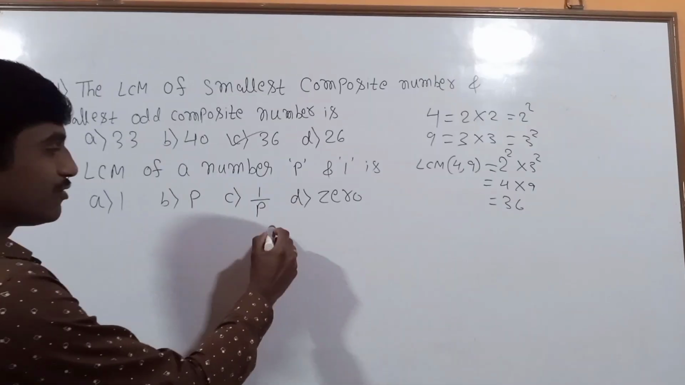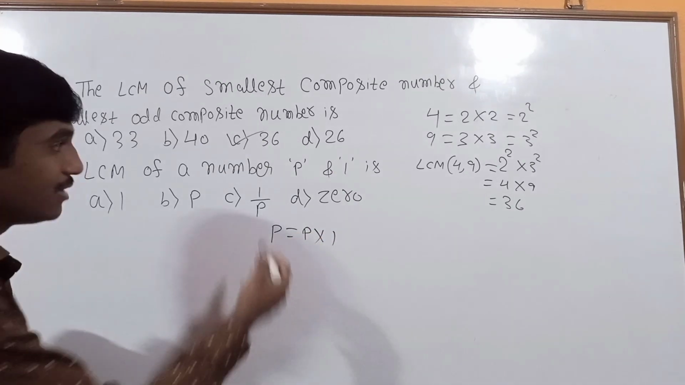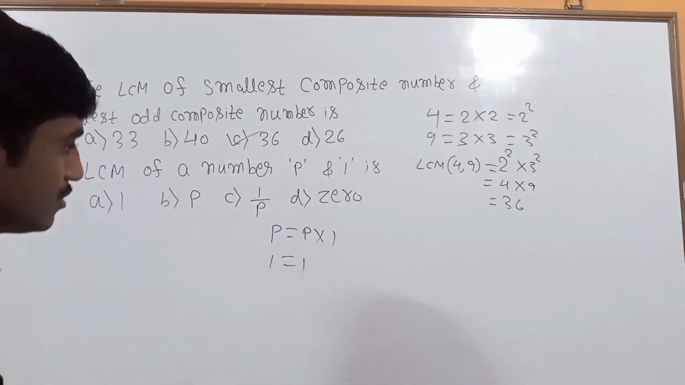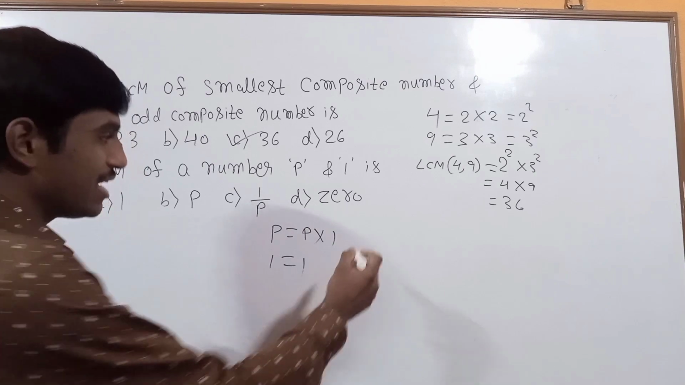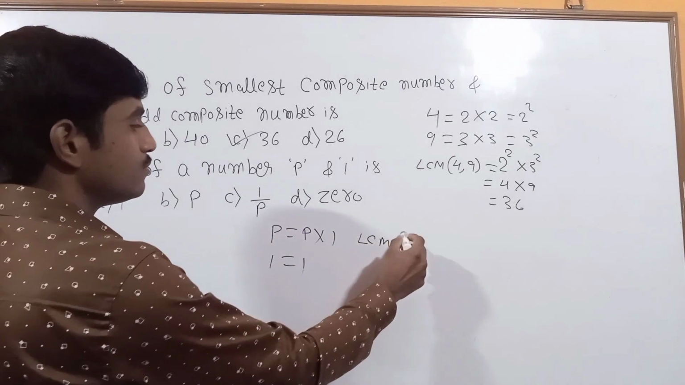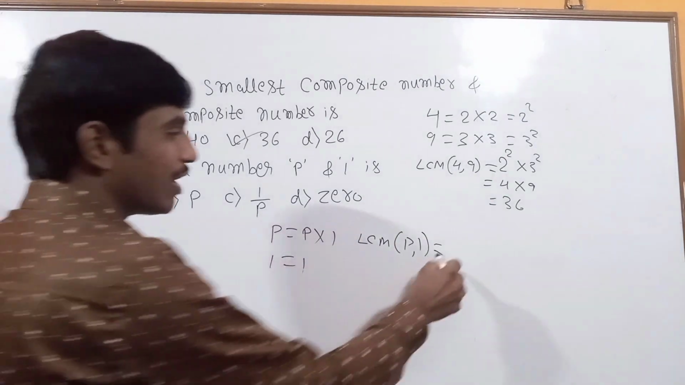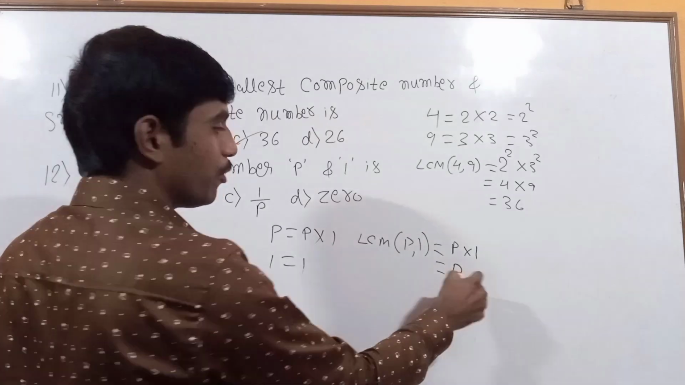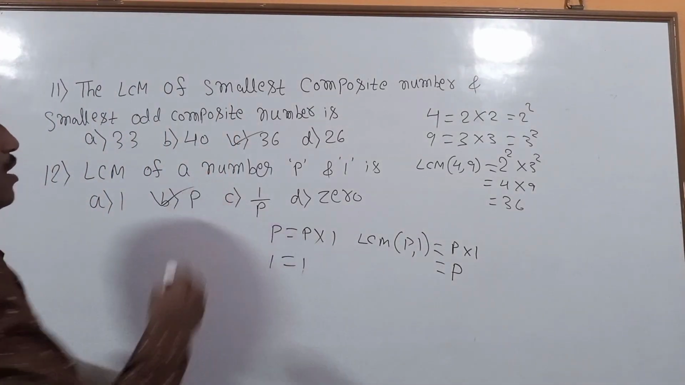So the factors of p will be what? P into 1 we can write, and for 1 it is 1 only, so we can write 1 into 1. So here we can easily tell that the LCM of p and 1 will be equal to, we have to multiply p into 1. P into 1 is basically p only. So the answer is option B, which is p.